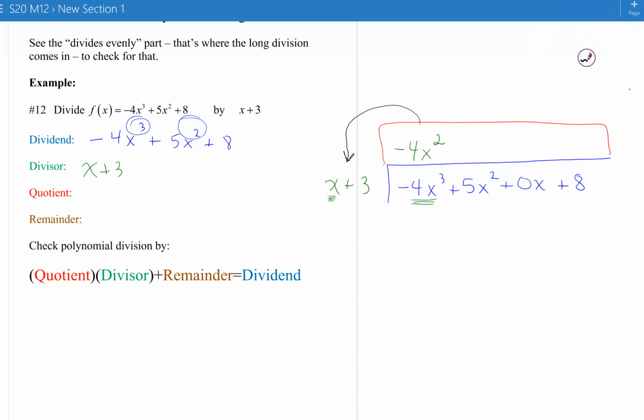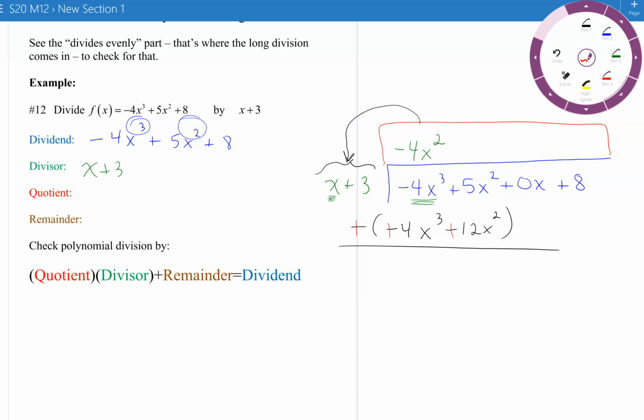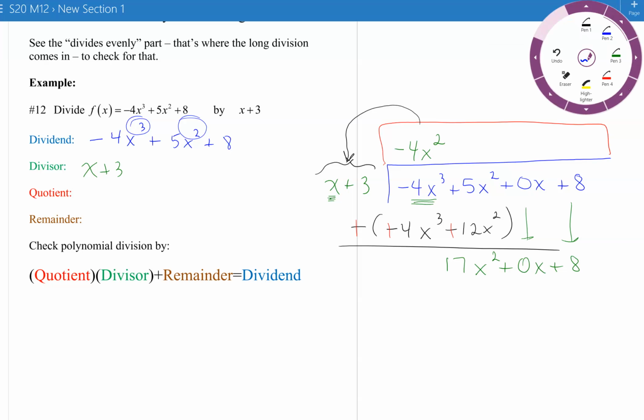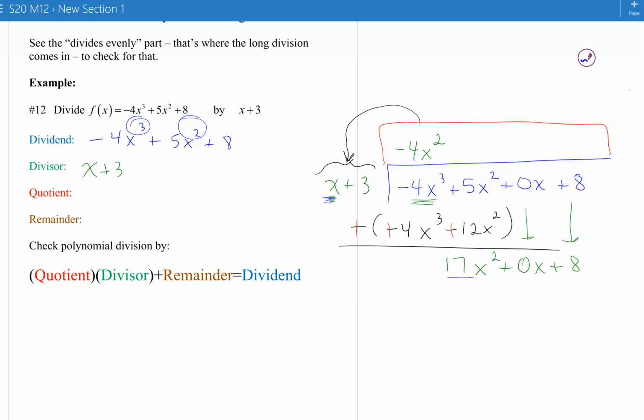Then you distribute the negative 4x squared to both terms. So you get negative 4x cubed minus 12x squared, and then subtract. So recall that subtracting a polynomial means add the opposite. So the 4x cubeds are going to cancel. That was kind of the whole point. And you're going to get 17x squared and then carry down your plus 0x and your plus 8. Okay, and then we want to know what do we multiply this x by to get the 17x squared, and that's going to be 17x.